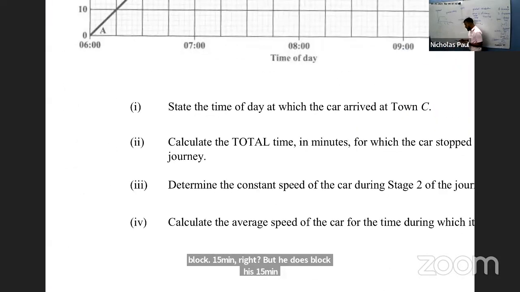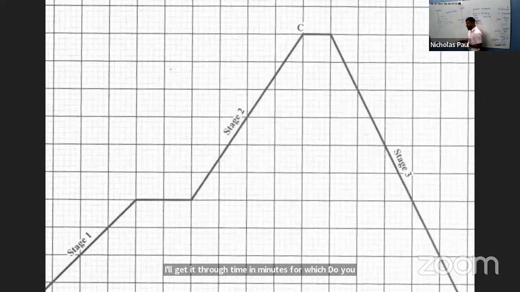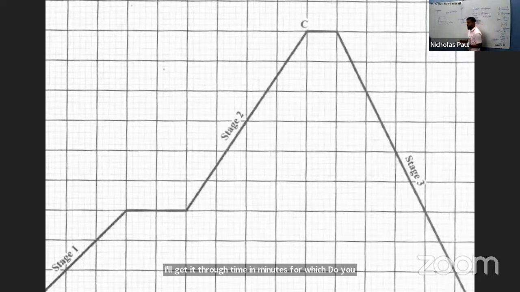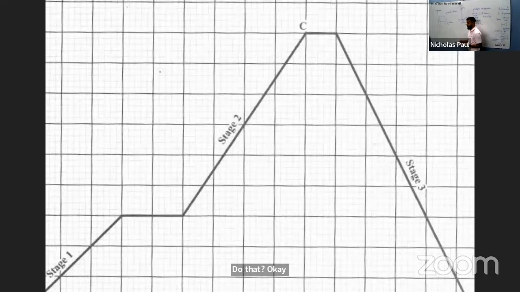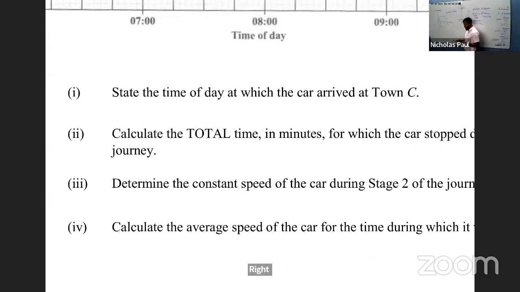Calculate the total time in minutes for which the car stopped during the journey. Where is it stopped here? Which part of the graph is stopped? The horizontal part. Do that maths in your head fast. How many blocks is it stopped for? 3 blocks, right? So how many minutes is that? 45 minutes, very good. You okay with that? So 45 minutes is how long it rested for.